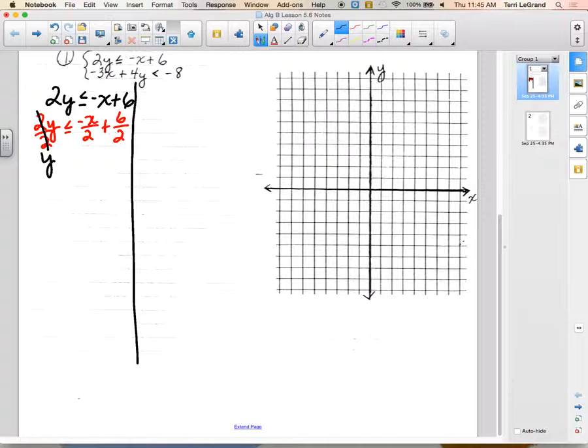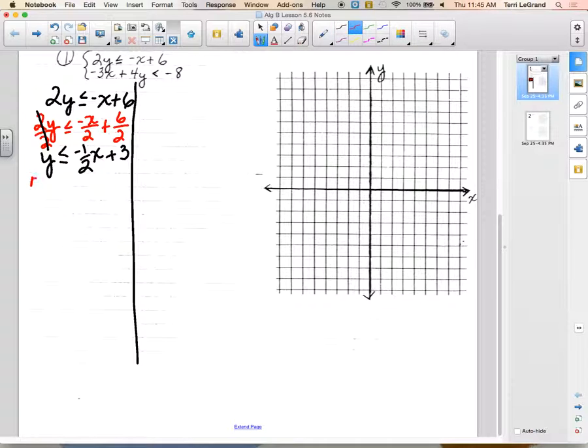Did we divide by a negative? No. So we don't need to switch the symbol's direction. We leave it the direction it was going. What's negative x divided by 2? Negative 1/2 x. Plus 6 divided by 2 is 3, okay? Is it in slope-intercept form? Yes. Okay.